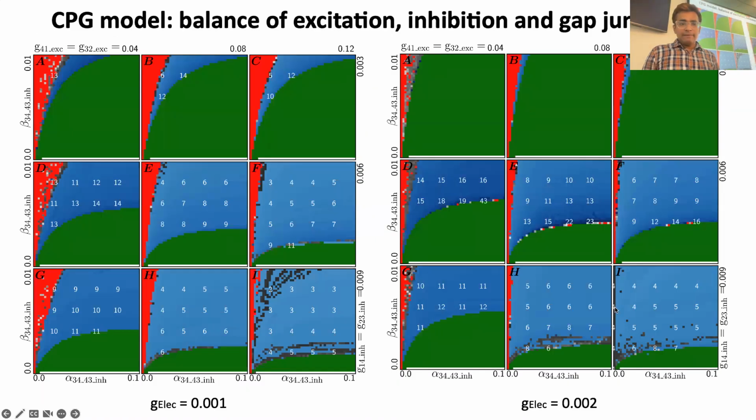Okay. So again, we are looking at how the balance between mutual inhibition, excitation, and gap junctions between these different neurons in the circuit control this bursting rhythm. And we are also looking at the number of spikes per burst and different other measures to match them with the experimentally seen behaviors in the circuit.